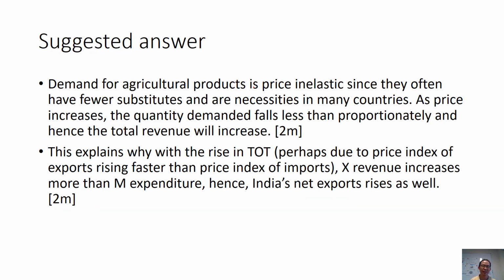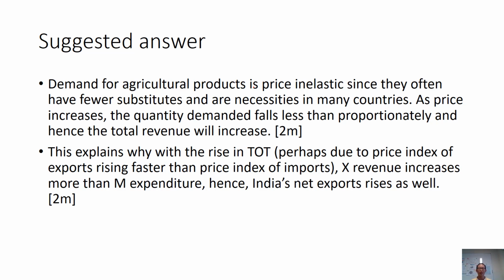So this is a suggested answer. 2 marks per point. You should be clear: the demand for agriculture products is price inelastic. So try to justify why. It should be quite obvious, right? Agriculture products have very few substitutes, and they are also necessities in many countries. I think that should be about 1 mark.